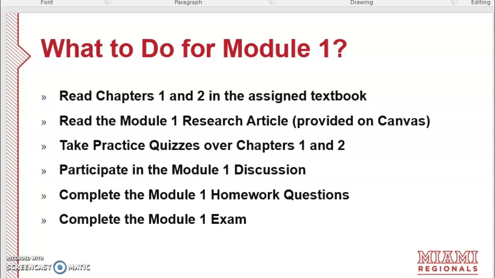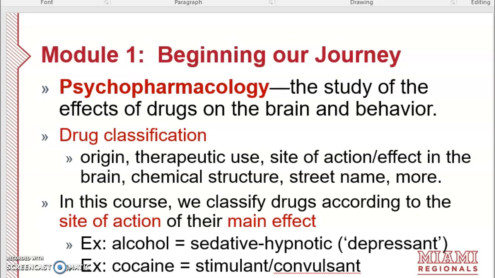So, in just a few minutes, I'd like to spend some time going over what are the core items that we're going to cover in Module 1 so that you get an idea of what you should be focusing on in this module. So the first thing that we'll do in the module is define psychopharmacology. Psychopharmacology refers to the scientific study of the effects of drugs on the brain and behavior.